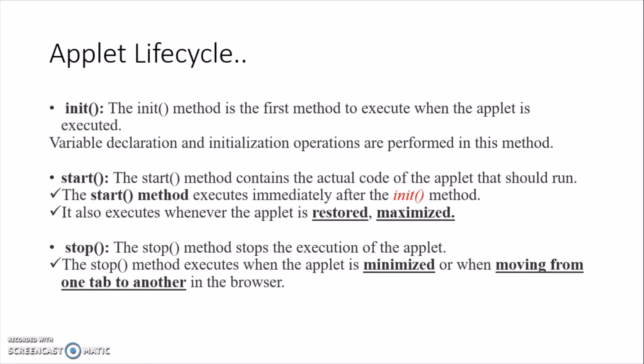The stop method stops the execution of the applet. The stop method executes when the applet is minimized, or whenever you have multiple web pages and you are moving from one tab to another tab. Then what will happen? The stop method gets executed. Okay, because as I'm moving from one tab to another tab, the stop method gets executed. Whenever you are loading the current web page, the start method gets executed. But if you are moving from one tab to another tab, the control of the first web page is lost, right? That's why at that time the stop method is invoked.